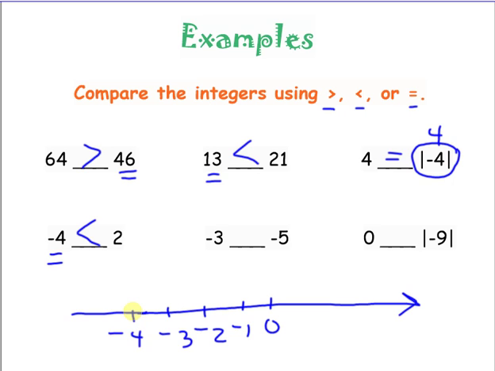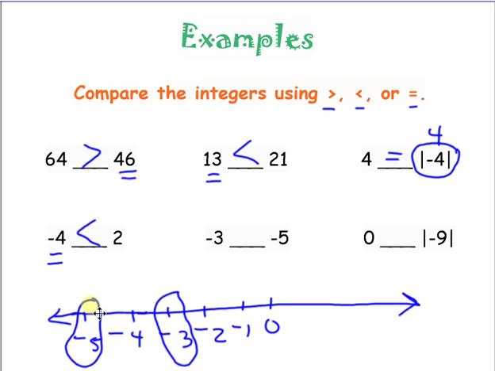Then we have negative 4, negative 5. Okay, so here is negative 3. Here is negative 5. Which one is smaller? You should say that the negative 5 is smaller.